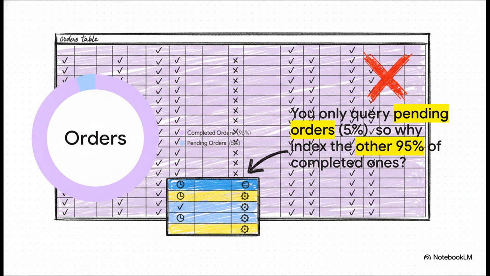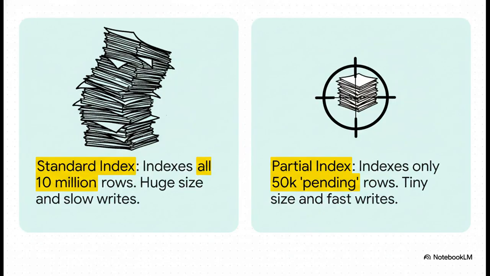But maybe, like this chart shows, 95% of those orders are completed or shipped, and you're never going to query them by status again. All your work, all your queries are focused on that tiny 5% of orders that are still pending. So, why on earth are you paying the storage and performance cost to index all those millions of old rows? The difference in the code is tiny, but the impact is huge.